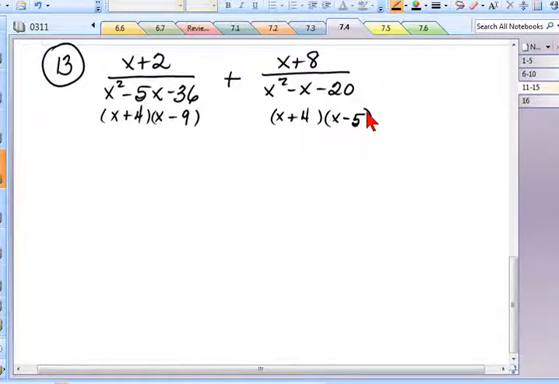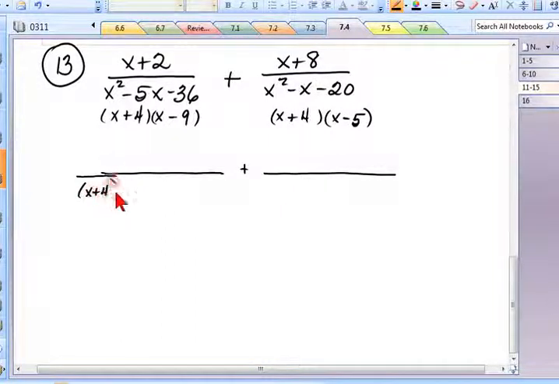Okay, now there's just going to be a whole bunch of writing in this problem. So I'm getting ready for it. What is the least common denominator? What do I need? I need an x plus 4. I need an x minus 5, and an x minus 9.